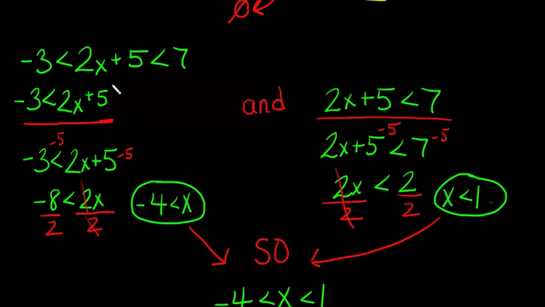All right, so this was this side of the inequality. Now over here I want to do the right-hand side. 2x plus 5 is less than 7.